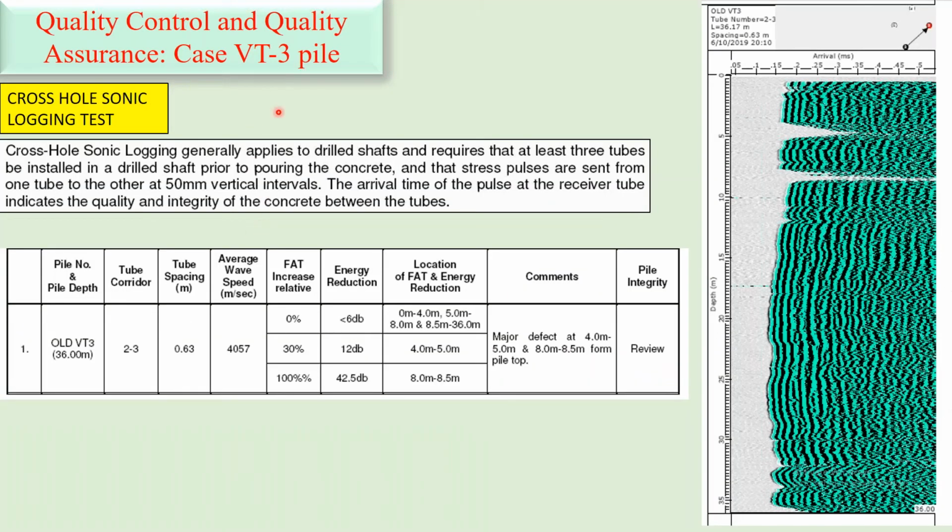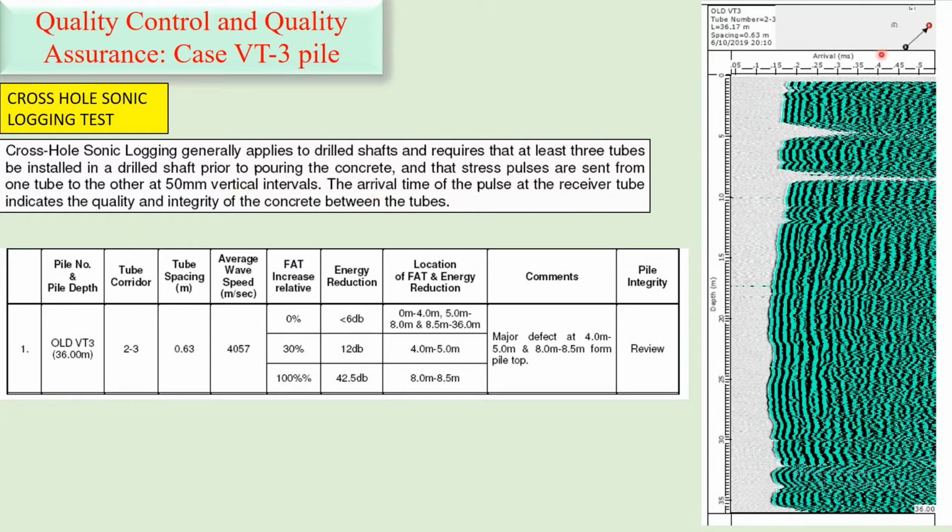So then VT3, we also carried out a cross-hole sonic logging test. In a cross-hole sonic logging test, what happens? We need at least 3 tubes installed in a drilled shaft prior to pouring the concrete, and the stress pulses from one tube to the other are sent at every 50 millimeter depth.